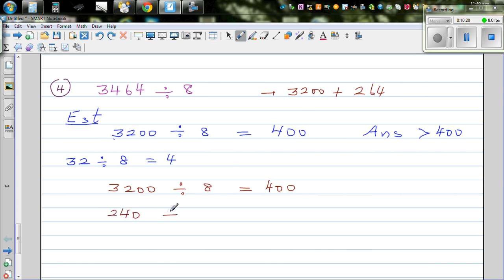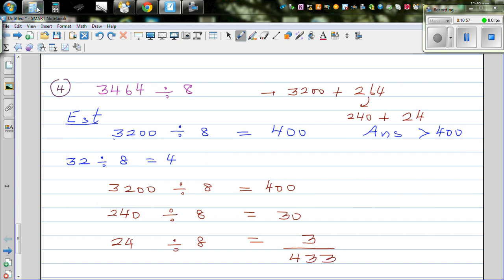So if you take 240, you can divide 240 by 8, which is 30. So if you take away 240 from this, how much is left? So this is 240 plus 24, isn't it? So 240 plus 24 is 264. So now I'm going to divide 24 by 8, which is 3. So my final answer should be 433.